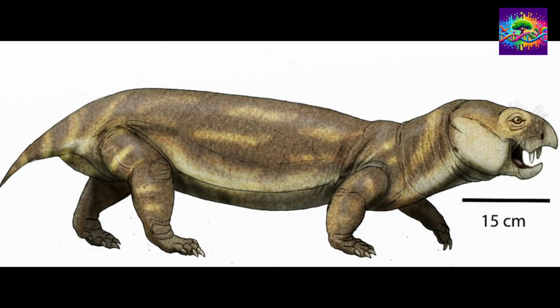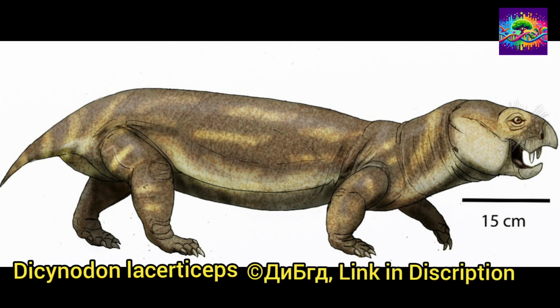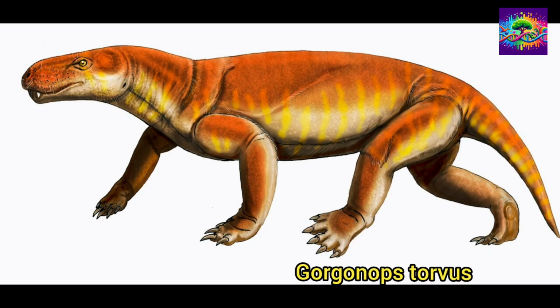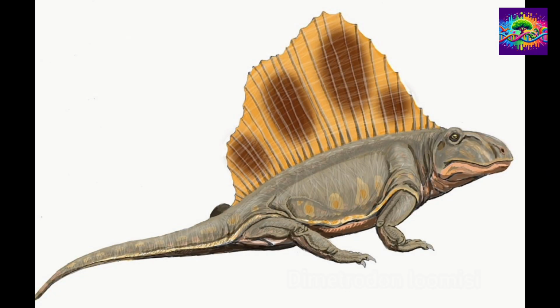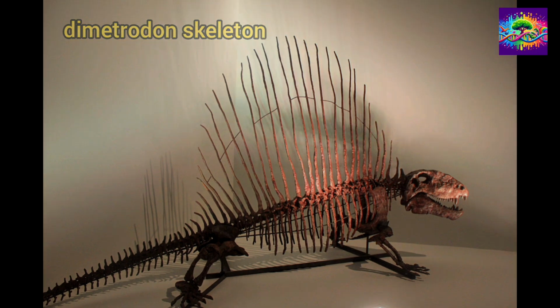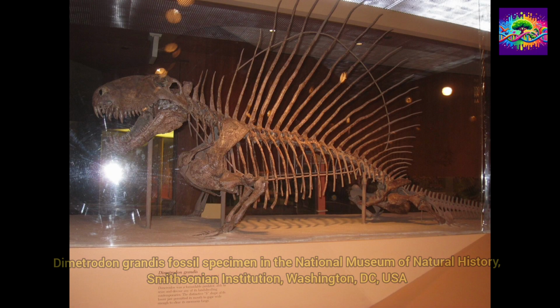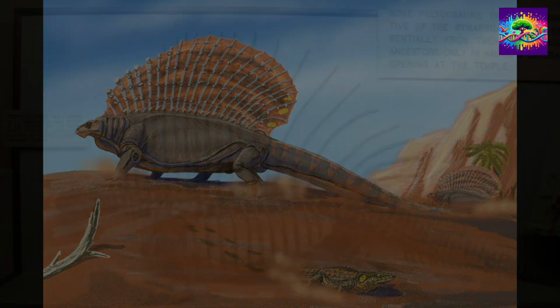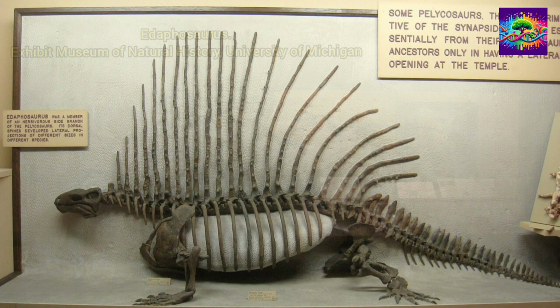Dicynodon was one of the most advanced forms of therapsids, a non-mammalian herbivorous therapsid. Gorgonops was a carnivorous therapsid with long, sharp teeth, making it the apex predator of its time. Dimetrodon was the most famous pelycosaur, distinguished by a large sail-like structure on its back, likely used for thermoregulation. It was an ancient ancestor of mammals. Edaphosaurus was another herbivorous pelycosaur with a sail-like structure on its back.